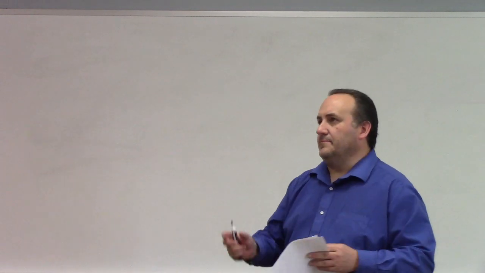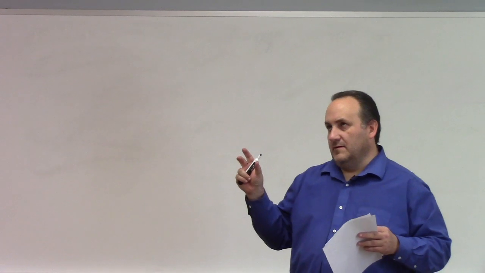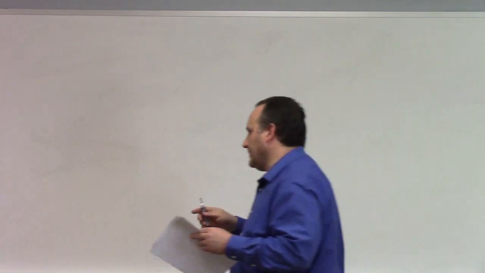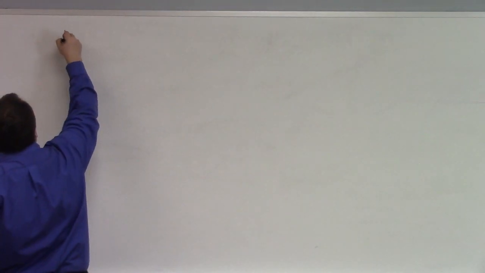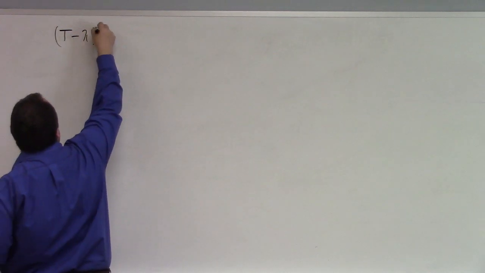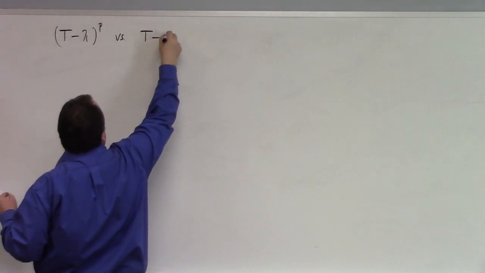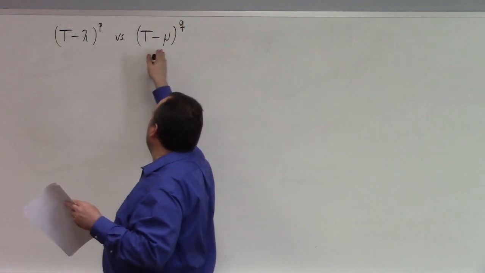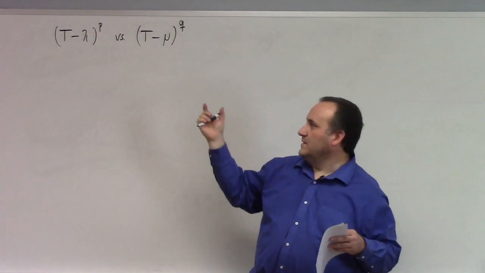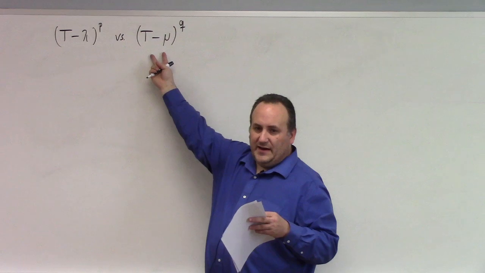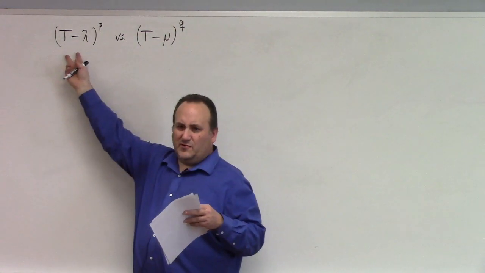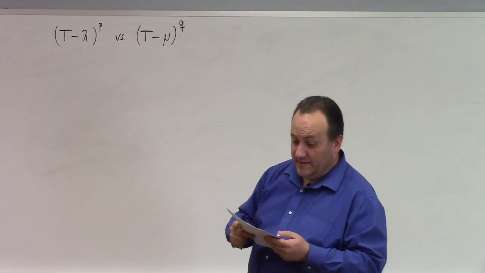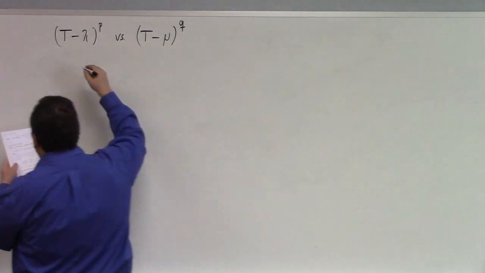One of the things that's central to the arguments in your book is there are arguments to prove that, so they look at something like T minus lambda to the p versus T minus mu to the q, where these are distinct, and arguments are made about this being one-to-one and onto with respect to that, its kernel or something like that. I want to try to show you a little bit about what's going on there, because something really interesting. So check this out.